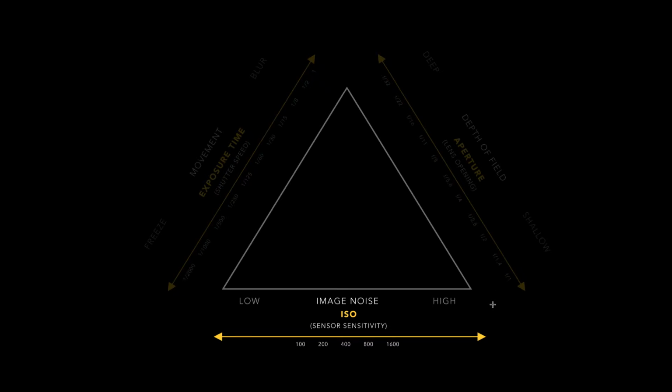Okay, let's first have a look at ISO, the basis of our exposure triangle. The ISO is an international standard for light sensitivity. The lower the ISO, as you can see here indicated by the lower number on our yellow arrow, so starting from 100, the lower the ISO, the less sensitive the camera's sensor is to the light.